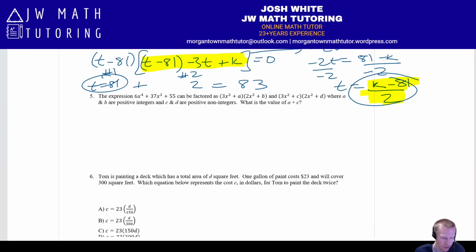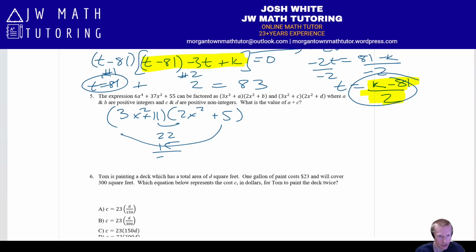I like to do this basically entirely in Desmos. I don't really know of an easy way to do this by hand. I mean, the integer one is easy. It's going to be 3x squared and 2x squared. And you could go through the factors of 55, and basically it's going to be 11 and 5. It's going to work out like this because this is 22 and this is 15. They add up to 37. Okay, so basically A is 11, C is 5. That's easy. The non-integer part is what's difficult.